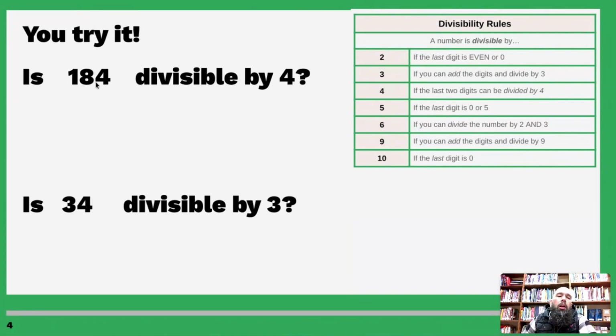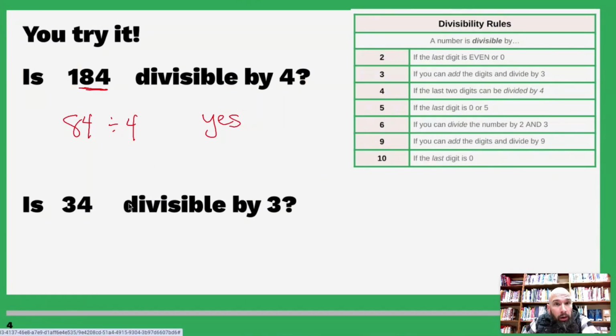Welcome back. Is 184 divisible by 4? Well, if the last two digits can be divided by 4, then it's divisible by 4. Is 84 divisible by 4? The answer is yes. So therefore, this is divisible by 4.